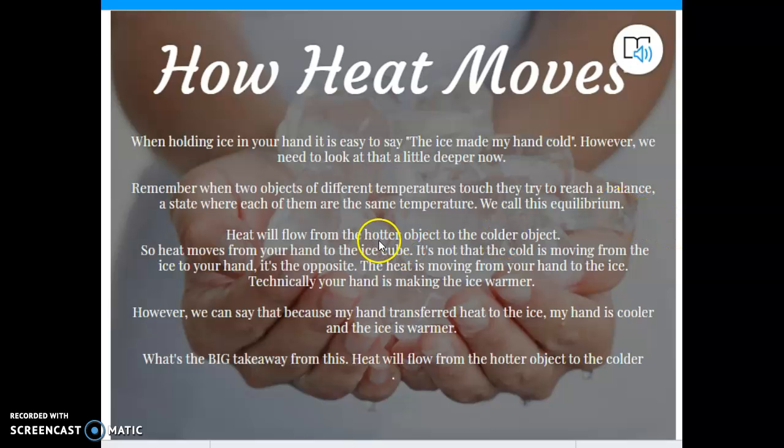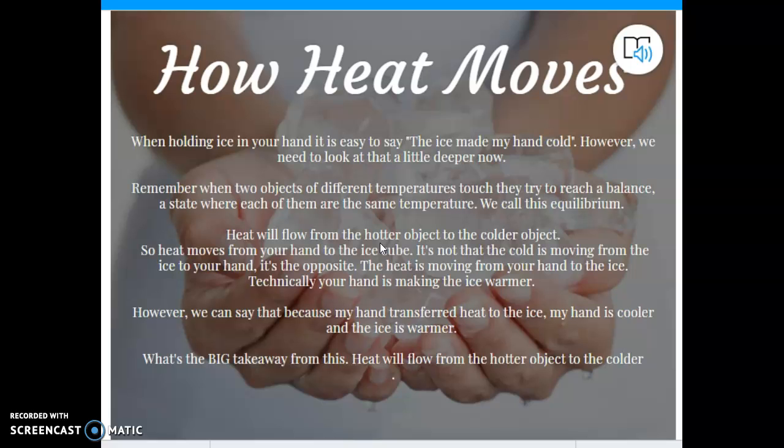I got to go back and change this too. I just don't like the wording of it. I think it should say heat will flow from the warmer object to the cooler object. And the heat is moving from your hand to the ice cube. It's not that the cold is moving from the ice into your hand, so it's not the ice is making my hand cold. However, because your hand is transferring heat to the ice, your hand is cooler and the ice is actually becoming a little bit warmer.